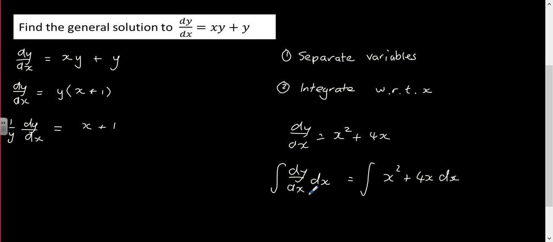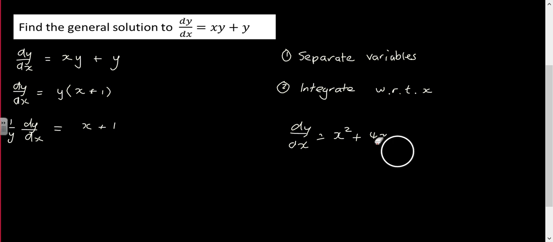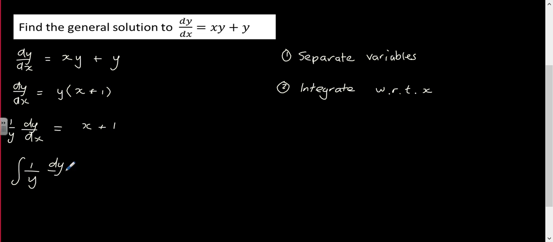Because when you integrate dy by dx with respect to x, you get y equals this. All right? So in a way, it's a bit of notation that we always skipped because it was unnecessary. But now it's necessary. So we're going to integrate with respect to x. We're going to integrate 1 over y dy by dx with respect to x. And we're going to integrate x plus 1 with respect to x.